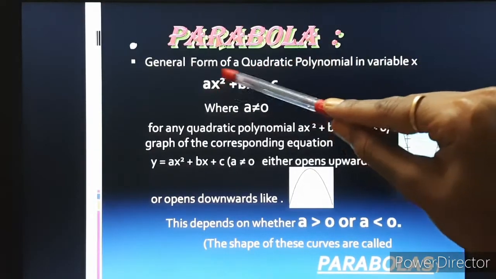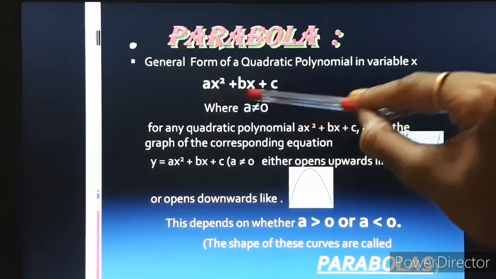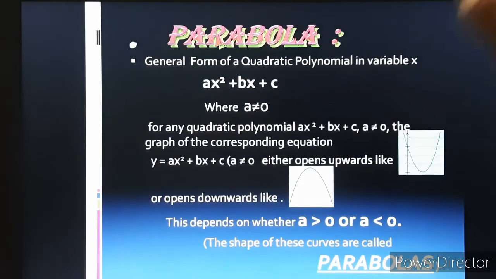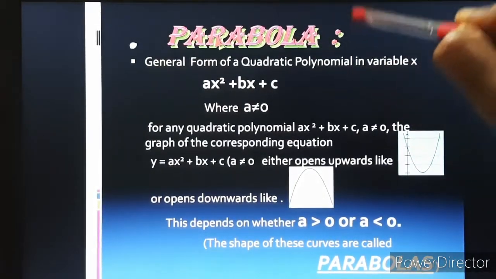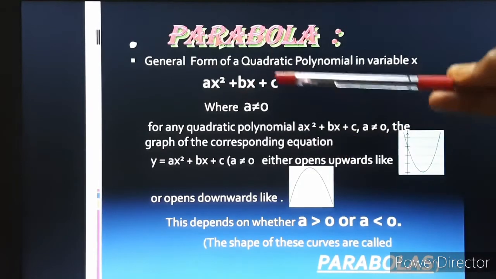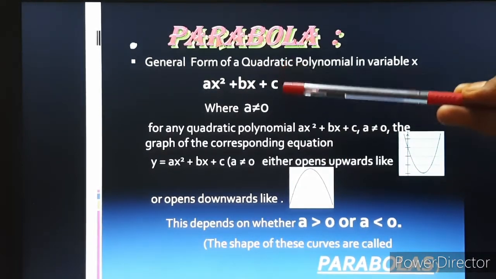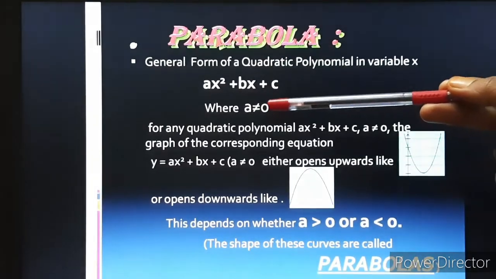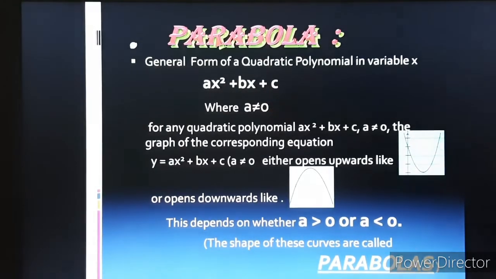When the degree is 2. What is the highest power in this? 2, right? When the highest power is 2, that polynomial is called a quadratic polynomial. Here ax square plus bx plus c is the general form of a quadratic polynomial. Here the condition is a must: a should not be equal to 0.